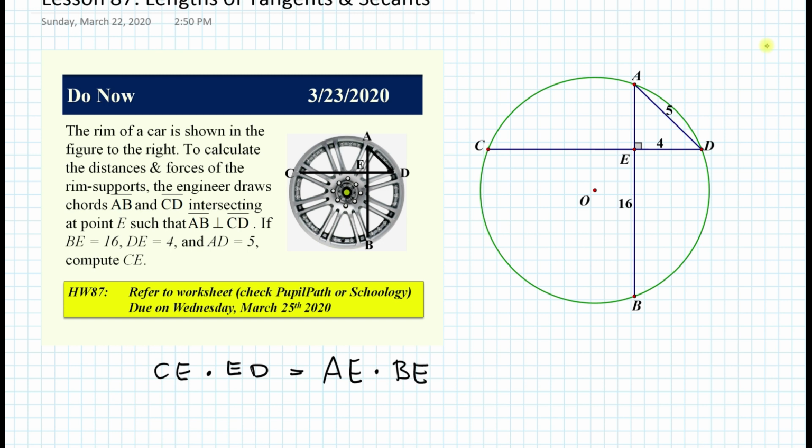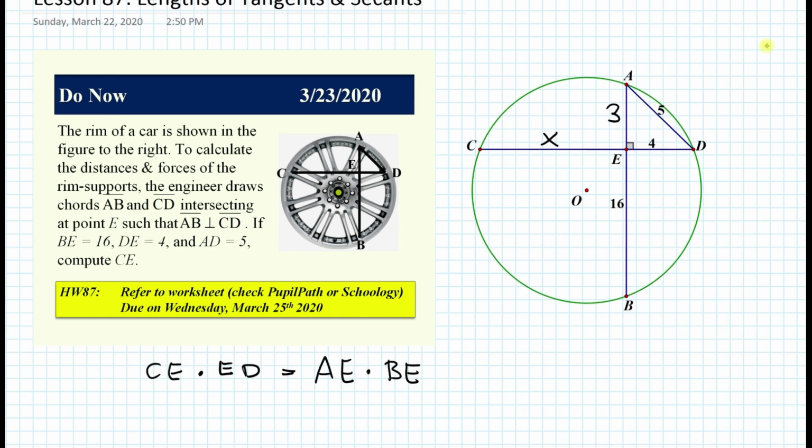Okay, so we know the length of segment BE. Do we know the length of segment AE? Well, if you look at triangle ADE, that is a right triangle. We know that one of the legs is 4 and the hypotenuse is 5. So the other leg, AE, has to be 3, because we know it from the Pythagorean theorem, or from the 3, 4, 5 triangles, that the legs have to be 3 and 4, and the hypotenuse has to be 5. Okay, so let's call CE x.